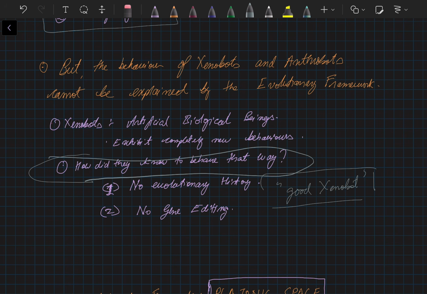Now you might think and ask, did they edit the genes of these cells? And the answer is no. Michael Levin's team did not edit the DNA of these cells. The xenobots have a 100% normal frog genome, and similarly, the anthrobots have a 100% normal human genome, but they still act as if they are a completely new organism and behave in completely new ways.